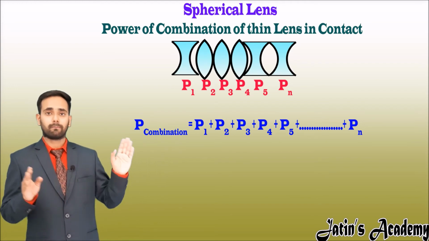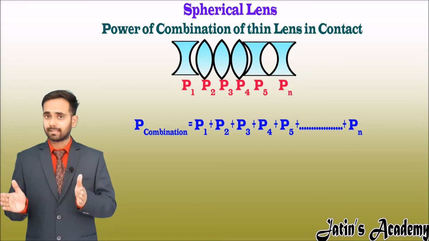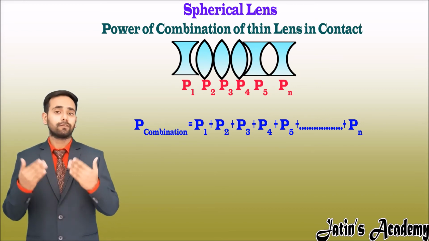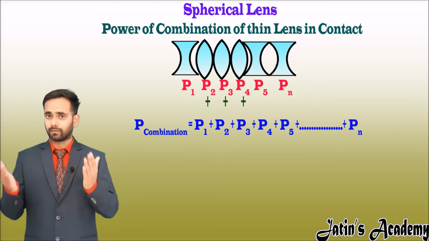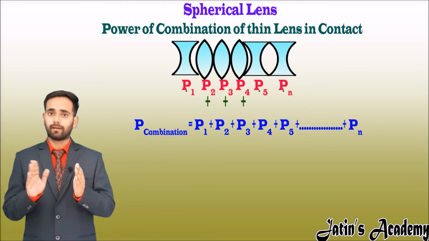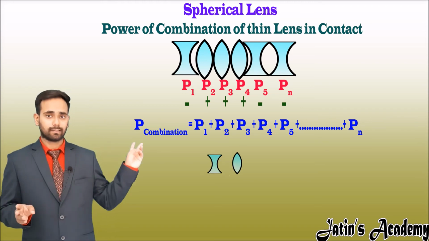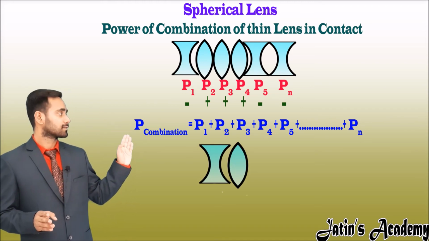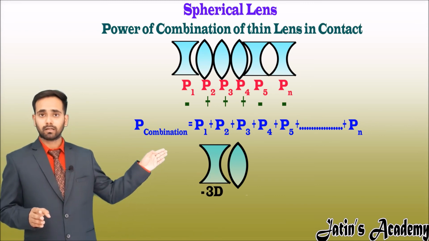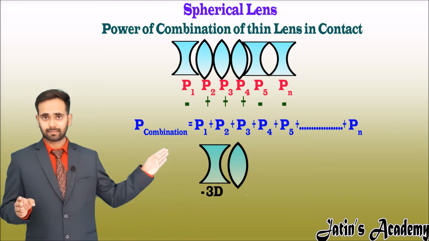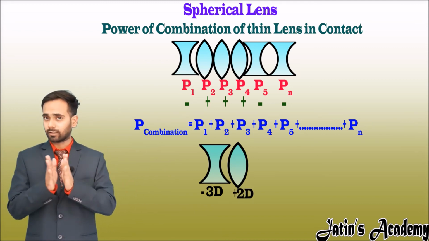to Pn. Now note one thing: if the lens is a convex lens, then we have to put the value as positive, and if the lens is a concave lens, then we have to put the value as negative. For example, we have two lenses here. The first lens is a concave lens having power minus 3 diopter, and the second lens is a convex lens having power plus 2 diopter. Now they are in contact with each other.